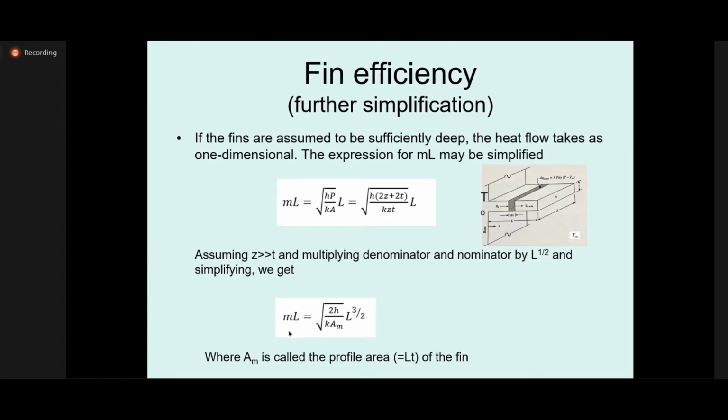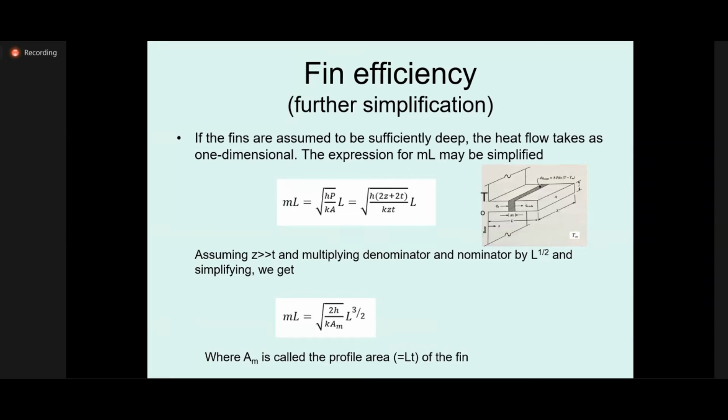You can show that ML becomes this, 2H over Km, this whole thing square root L to the power 3 by 2. And I can see from here that if you remember from yesterday's calculation, that M has a dimension of 1 over length. So this quantity is actually a non-dimensional quantity. Okay, you should also check here that if you put the dimension of H, dimension of K, and dimension of area, and then the dimension of length, you will find out that this is a non-dimensional quantity.